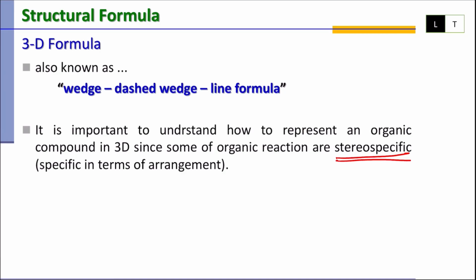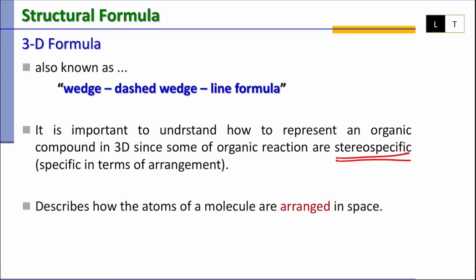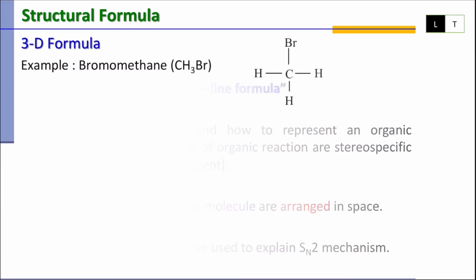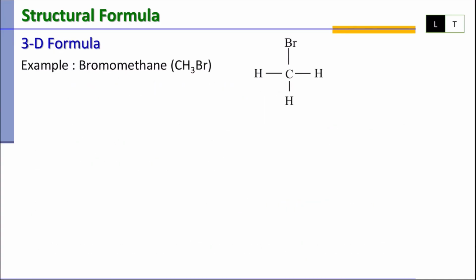So, dalam 3D formula, we are going to describe macam mana atom dalam molekul tu disusun in space. So this 3D representation akan digunakan untuk explain SN2 mechanism. Ini kita akan belajar dalam chapter haloalkane. So, mari kita tengok a few examples. So, kita ada 3D formula contoh bromomethane. The formula is CH3Br. So, we have carbon bonded kepada 3 hydrogen dan 1 Br atom.